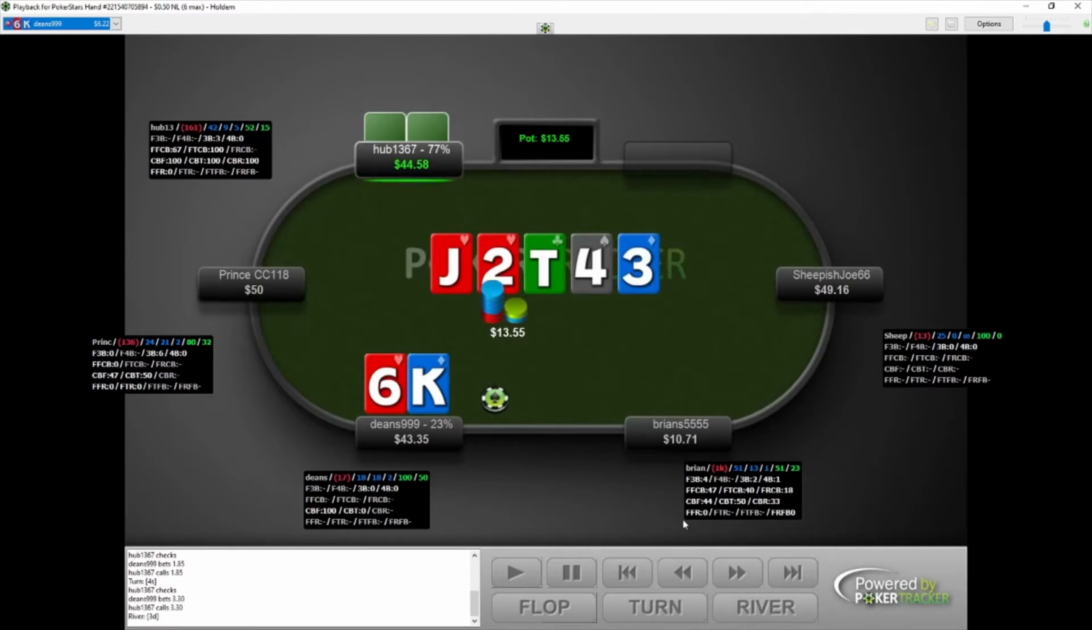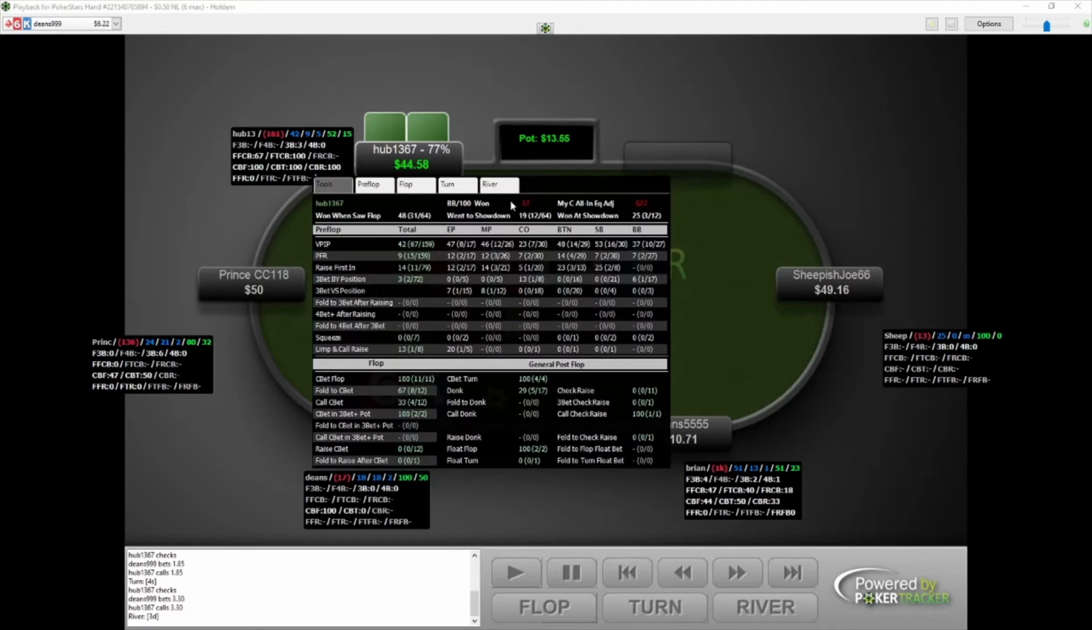The river is pretty much a complete brick. If anything, it's better for his range than it is for ours, but I don't want to talk about general strategy very much. I just want to talk about what I'm checking for the HUD stats. So now I'm going to be checking two things. First, how often this opponent goes to showdown.